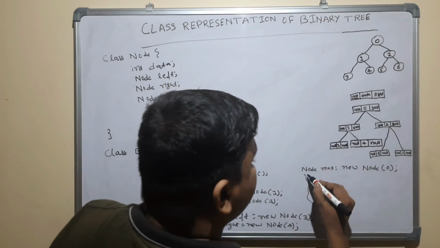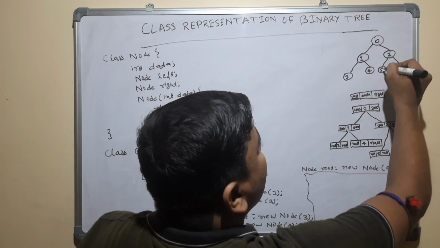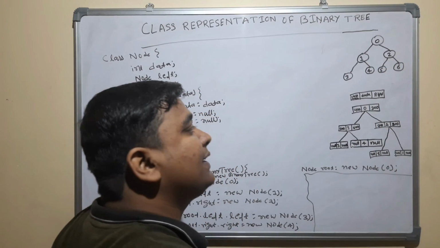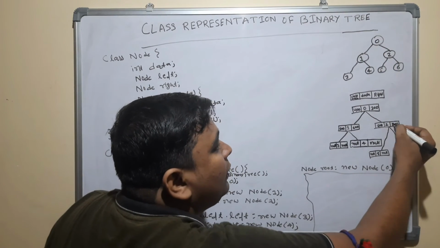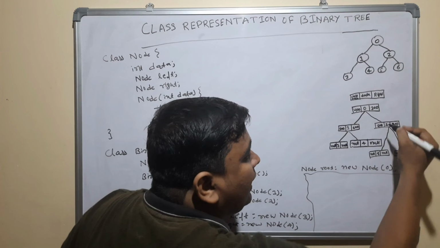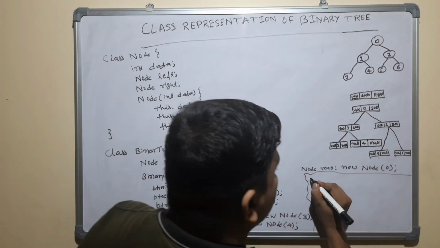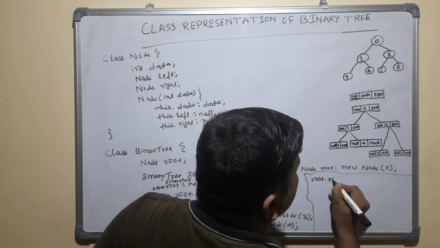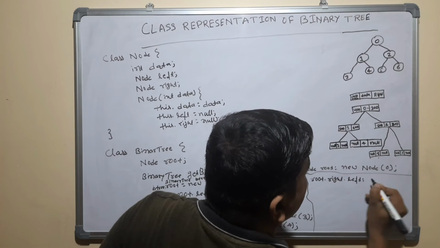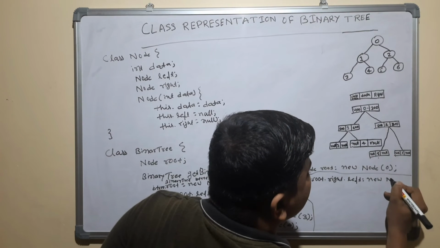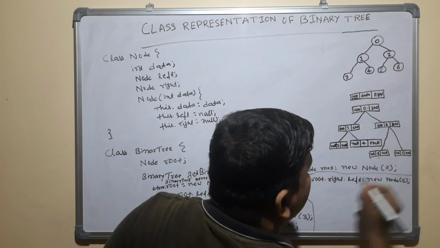Right. Now this part, root 2 here I have created and this left. Now these two nodes have left and right. As of now this value and this value are null. So this null I will reinitialize with this node, and this right null will reinitialize with this node. So root dot right dot left equal to new node, and that is 5.